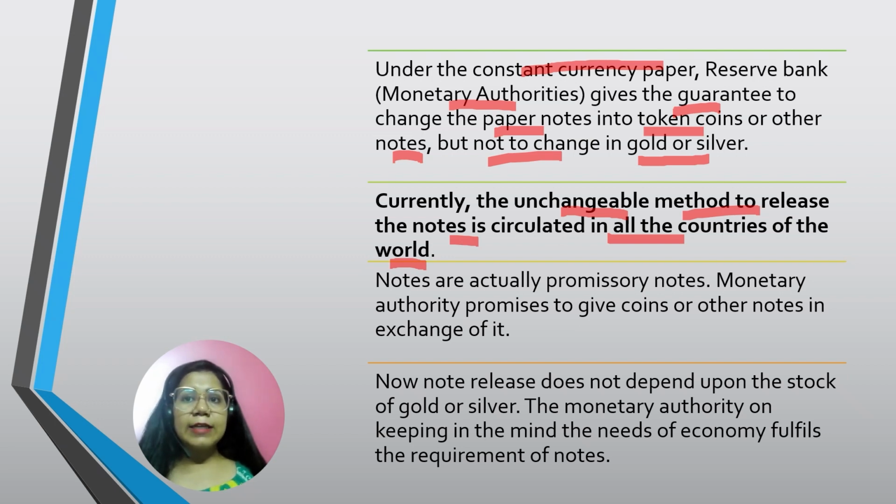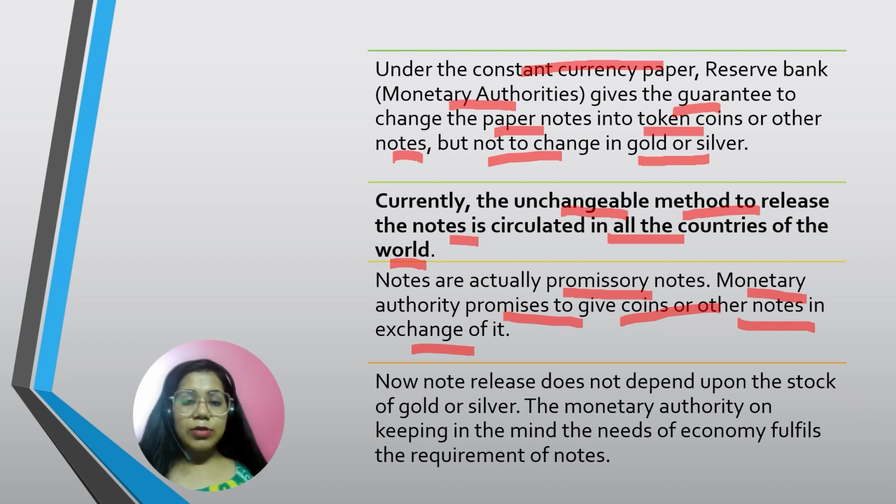Now notes, if we see, are actually promissory notes. What do we mean by that? See, the monetary authority promises to give coins or other notes in exchange for it. We also know that when we go and want to get any note exchanged, we don't get metal or gold or silver in exchange. Instead, we get other variable notes. So if you give a ₹1,000 note or 2,000 rupee note, that doesn't mean you will get gold or silver of value 2,000. Instead, you will get notes of 100 rupees, like 20 notes of 100 rupees, which will make 2,000, or similarly 200 notes of 10 rupees, which will again make 2,000.